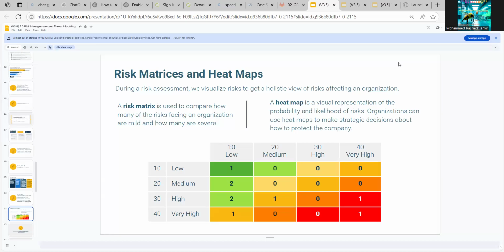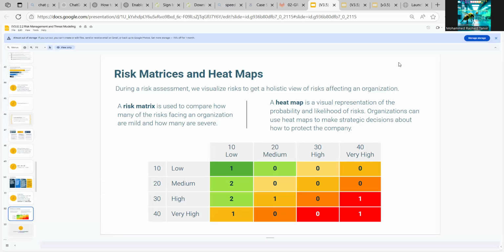So, risk matrix and heat map. During a risk assessment, we visualize risks to get a holistic view of the risks affecting an organization. A risk matrix is used to compare how many of these risk factors facing an organization are mild and how many are severe. And then a heat map is a visual representation of the probability and likelihood of risks. An organization can use a heat map to make a strategic decision about how to protect the company.